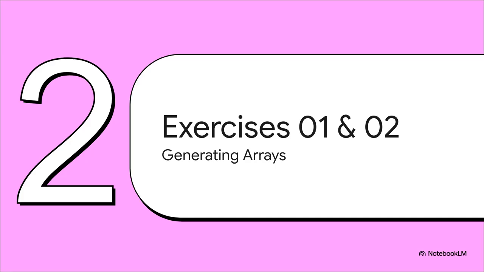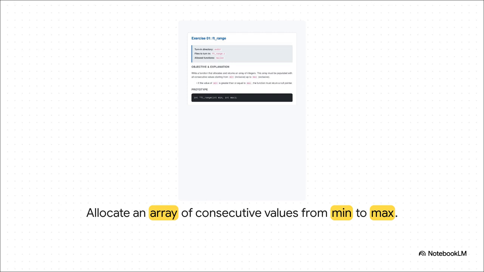Moving right along to exercises 01 and 02, generating integer arrays. Now that we're properly warmed up with characters, we're shifting gears from strings to generating arrays of integers. In exercise 01, we're building a function called ft_range. The prototype is int pointer ft_range, taking an int min and an int max.